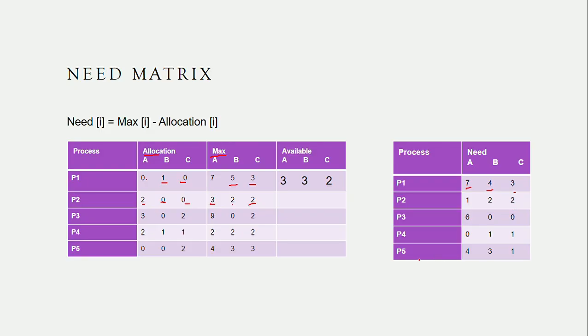Let us check for P5. 4 minus 0, so need is 4. 3 minus 0, so need is 3, and 3 minus 2, so the need is 1. So this is how we have calculated the need for every process. So that's the first step, calculate the need.